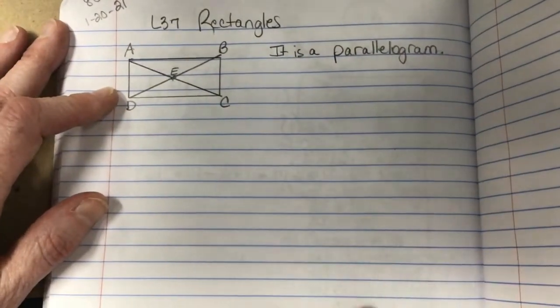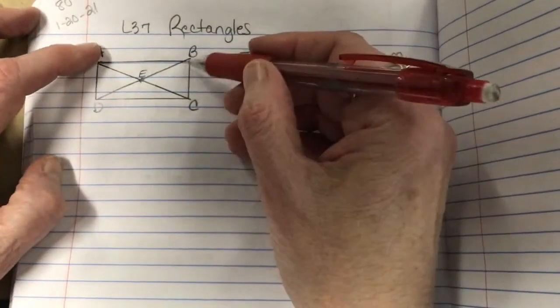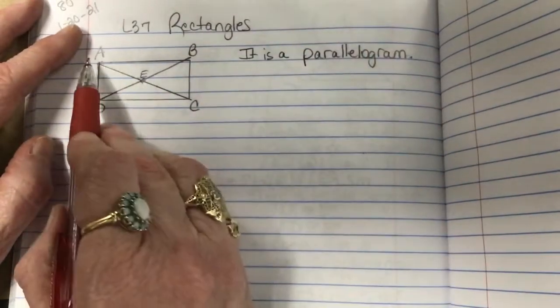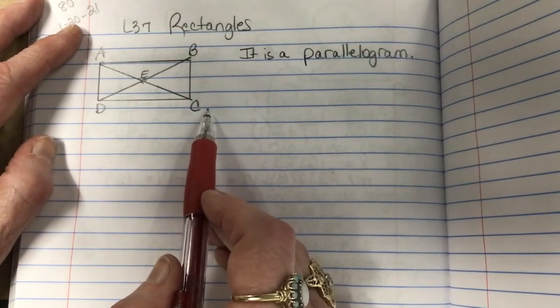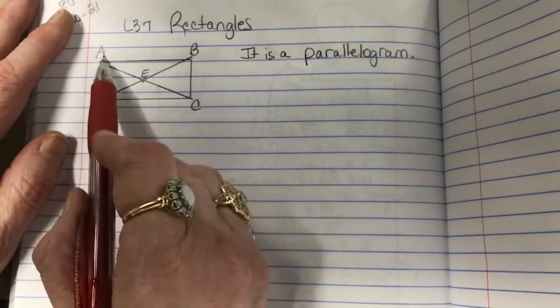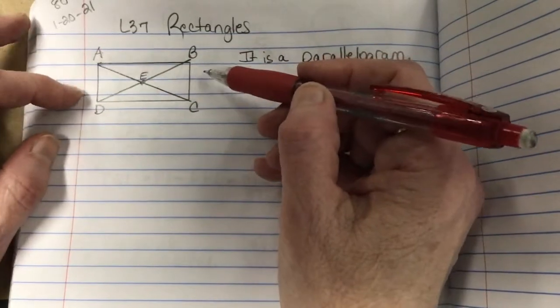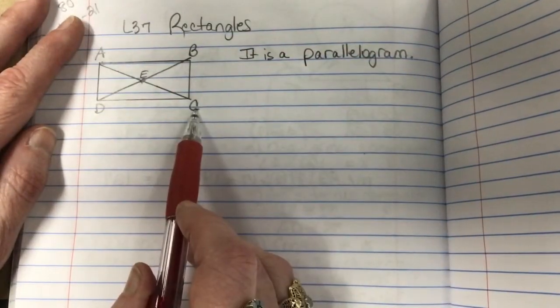Now, that means opposite sides are parallel. These two sides are parallel. These two sides are parallel. Opposite sides are the same. I think that y'all knew that from elementary school. We always talk about the width and the length. These two sides are the same length. These two sides are the same length.